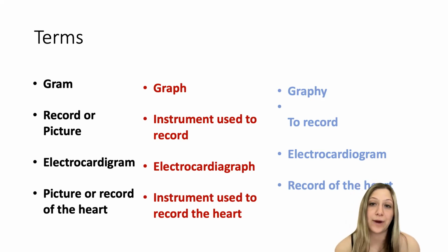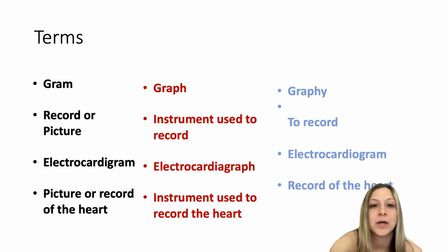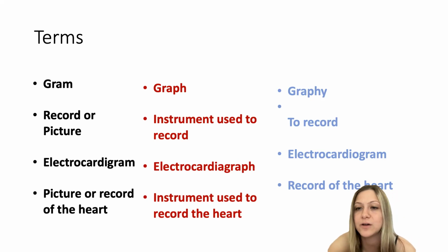And then for graphy, it is to record. And the word I chose was electrocardiography, and that is record of the heart. So I kind of did all the same meaning. So it's all for the heart, but just changed the suffix. So gram, graph, and graphy are suffixes for the word that means heart.